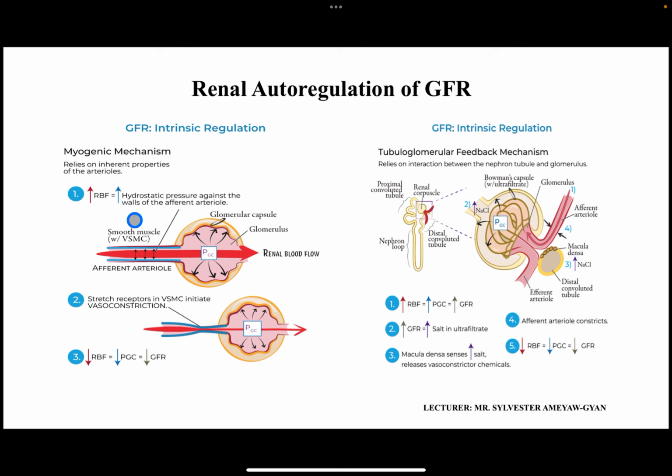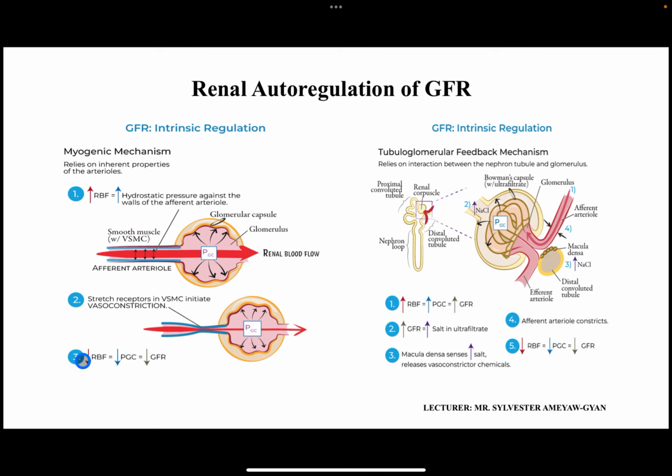If you look over here with the myogenic mechanism, if the glomerular filtration rate increases, that means the renal blood flow has increased. The hydrostatic pressure against the walls of the afferent arterioles will increase. We have some stretch receptors in the smooth muscle walls of the afferent arterioles. They will detect the increase, and then they begin to release vasoconstrictive signals, and at the end, the afferent arterioles will constrict. You can see the constriction over here, that the afferent arteriole compared to this has now constricted, and that will help to decrease the renal blood flow and decrease the glomerular filtration rate.